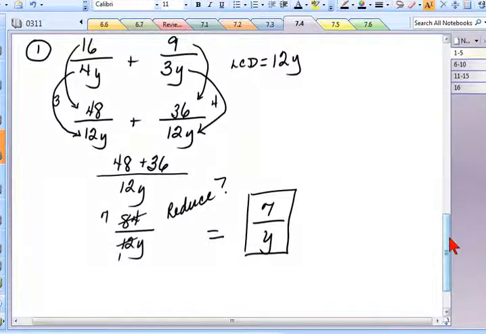We used all of the skills from 7.3. We found a common denominator. We built equivalent fractions. We had two fractions with a like denominator. We added them, and then we reduced our answer. So everything you learned in 7.3, you just used in one problem. Let's look at number 2.